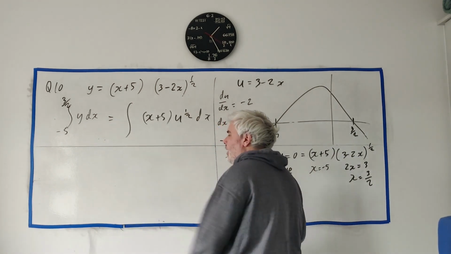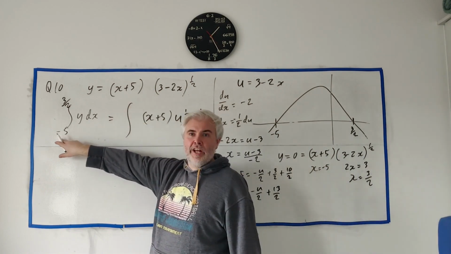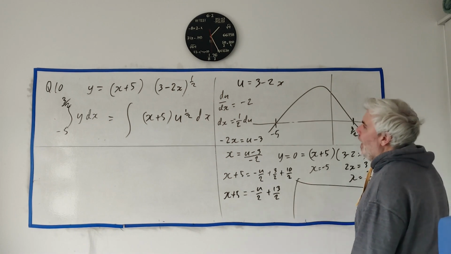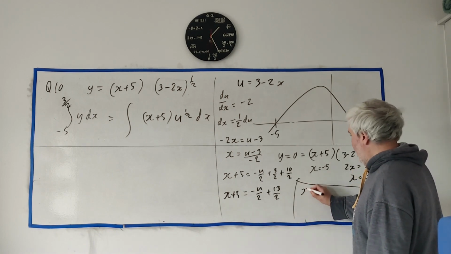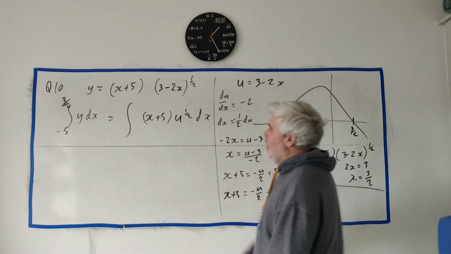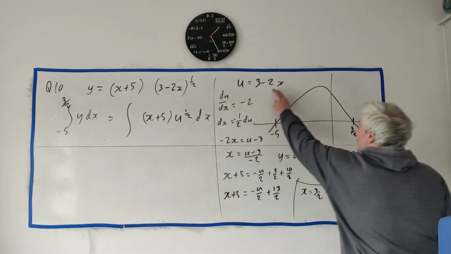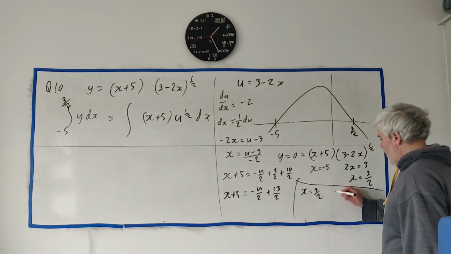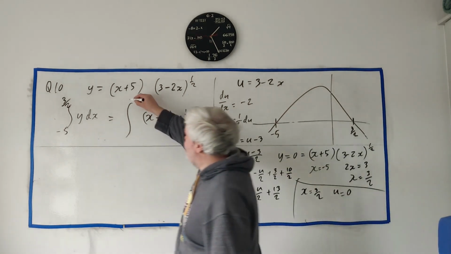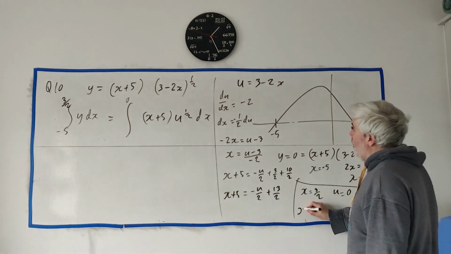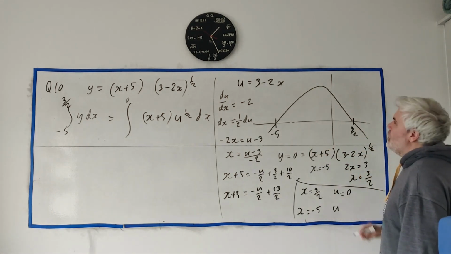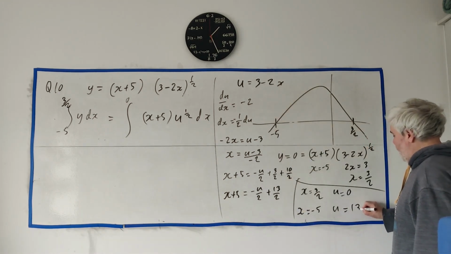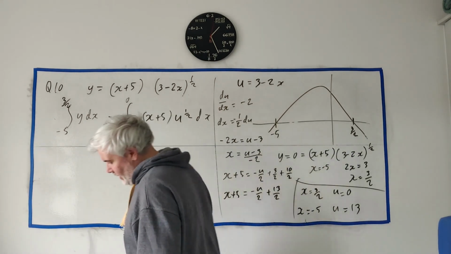One last thing. Let's change these numbers. These numbers are for the x's. We need them for u. When x equals 3 over 2, what's u equal to? 3 over 2 multiplied by 2 is 3. 3 minus 3, u equals 0. So that one's easy, this is 0. And when x equals minus 5, what's u equal to? Minus 2 times minus 5 is plus 10. u is equal to 13. 13 down here. Okay, just check with us.